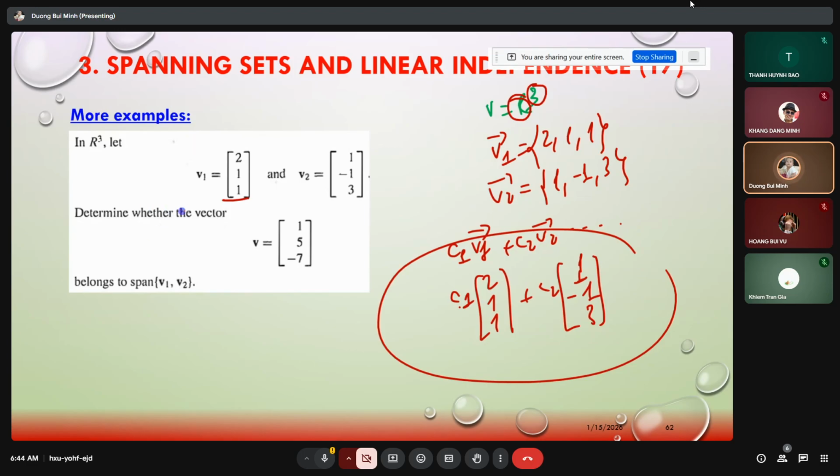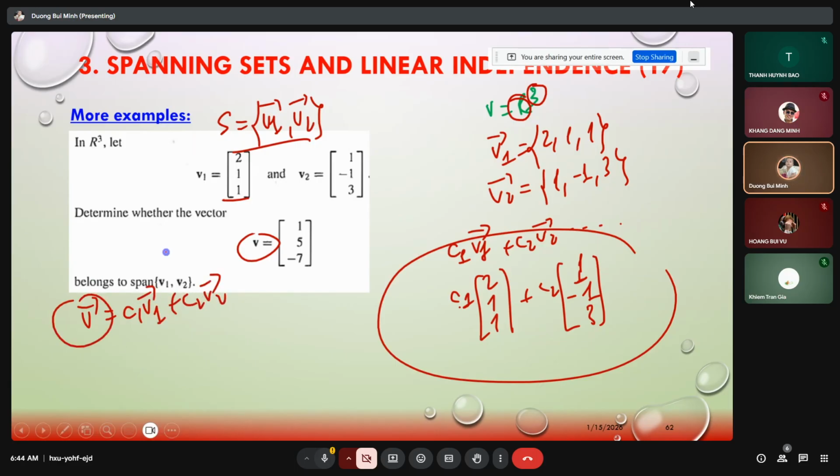So here, determine whether the vector V belongs to the spanning set V1, V2. Now we assume S is a spanning set, and we demonstrate V belongs to S. Yes or no? So if you can demonstrate V equals C1 times V1 plus C2 times V2, then V belongs to the spanning set, right? So now the answers.